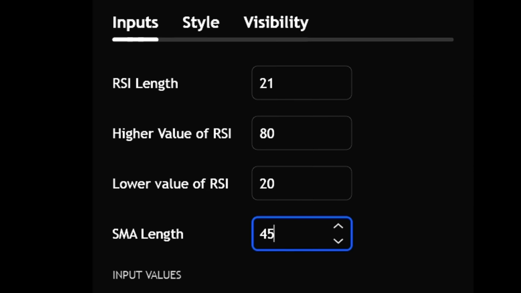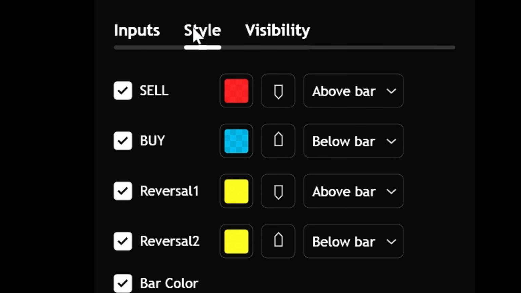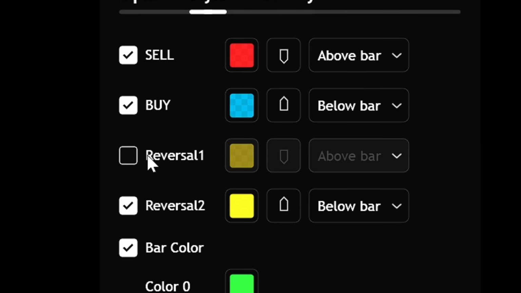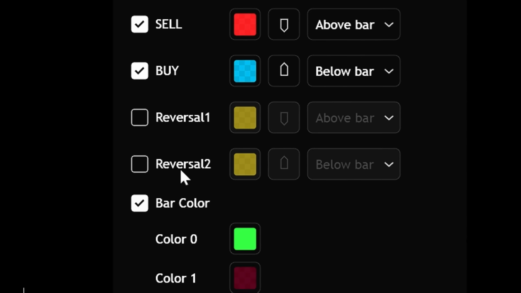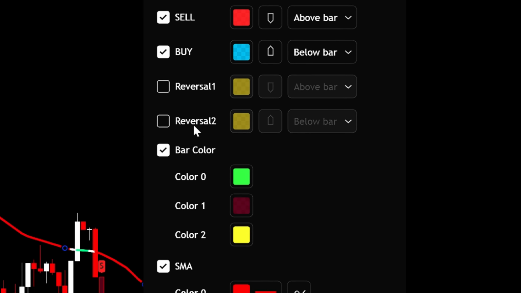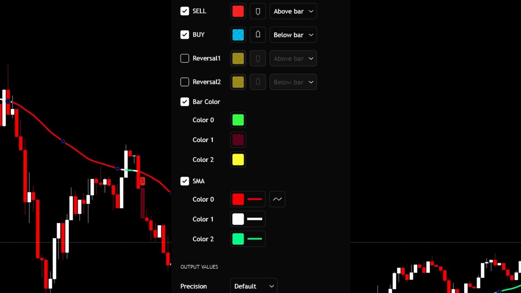Then in the Style tab, I disable reverse signals. Trust me, this keeps your chart clean and avoids unnecessary arrows that can distract you, especially when you're watching live price action. Even just these simple adjustments make a big difference. Weak signals get filtered out and the valid ones stand out.